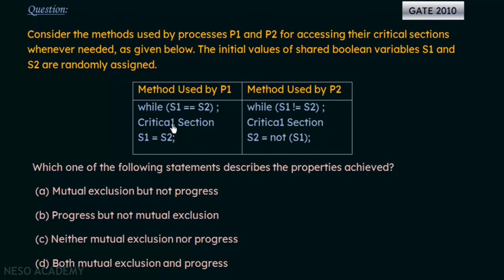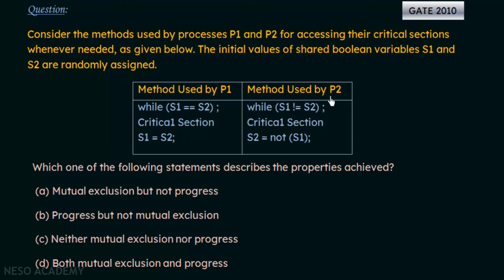Now when will it be able to enter the critical section? Only when S1 is not equal to S2. And when will S1 not be equal to S2? Only when P2 enters its critical section and then sets S2 not equal to S1. Only at this point the values of S1 and S2 will be unequal, and only at that time this condition can break and P1 can enter the critical section again.